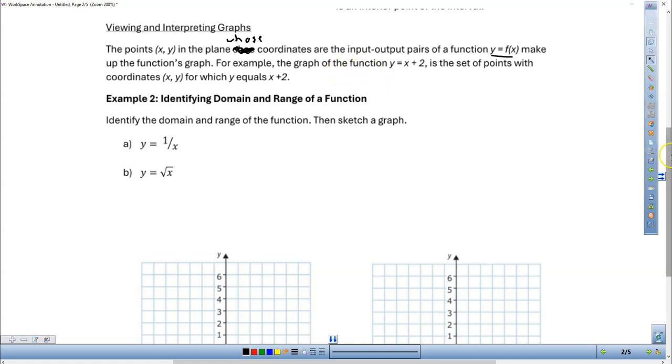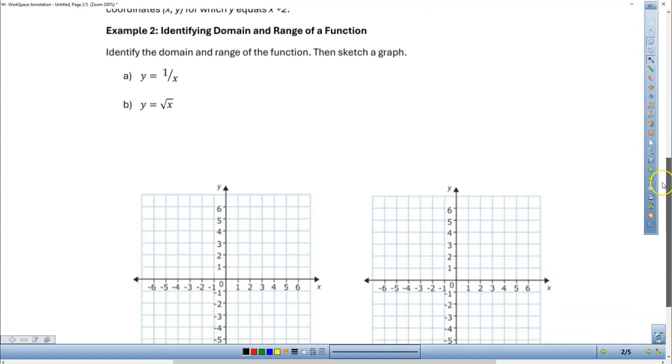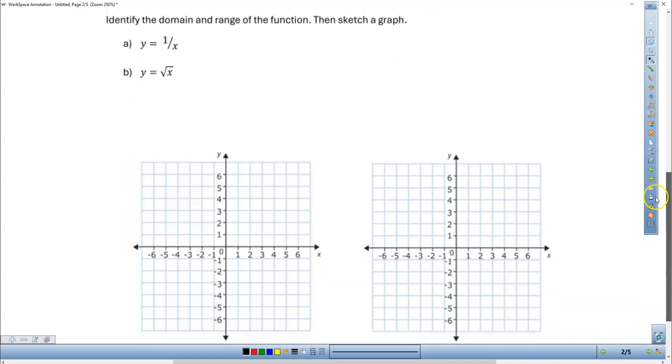So let's do a little practice with this for our next example. Let's identify the domain and range of a function. We want to identify the domain and range of these two functions, and then we're going to sketch a graph of them. So if we start first with y equals 1 over x, we are going to start thinking, all right, what are the domain values that we can put in here? And then the same thing here.